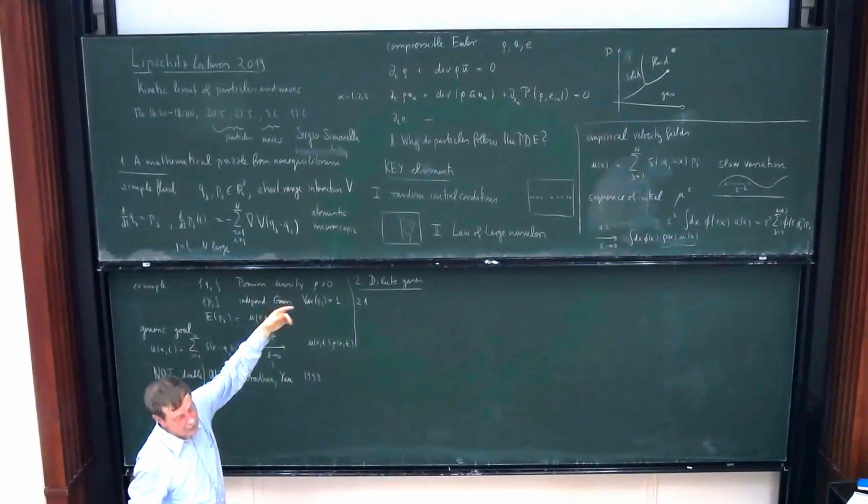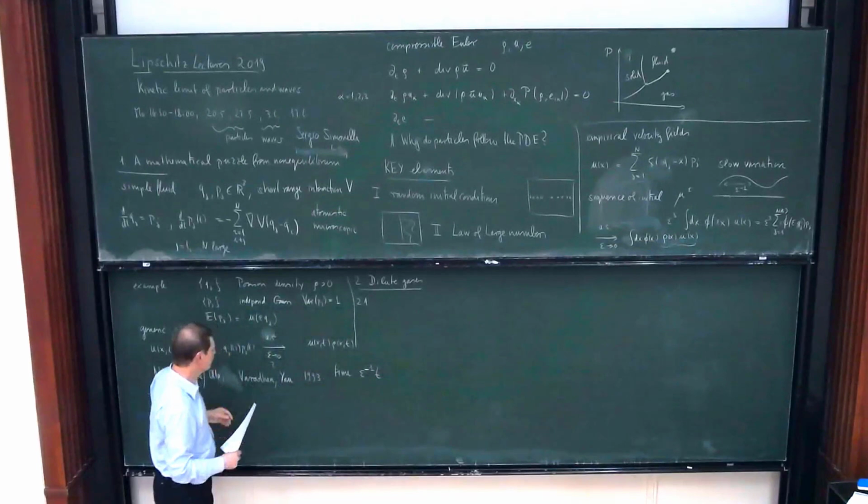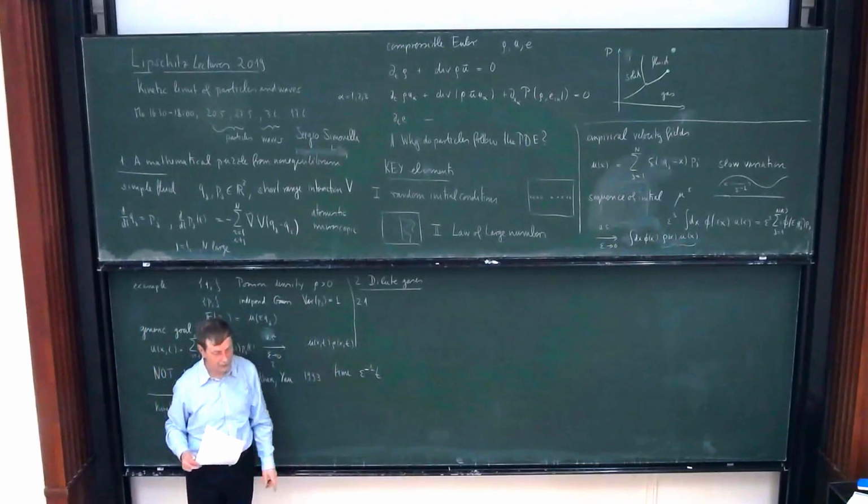So it's rather natural that what you want to take is time in microscopic units as epsilon to the minus one t. So this means that you don't only have many particles, but in order to see something, you also have to evolve over a rather long time. Okay? So now what is the strategy, what you're trying to prove?